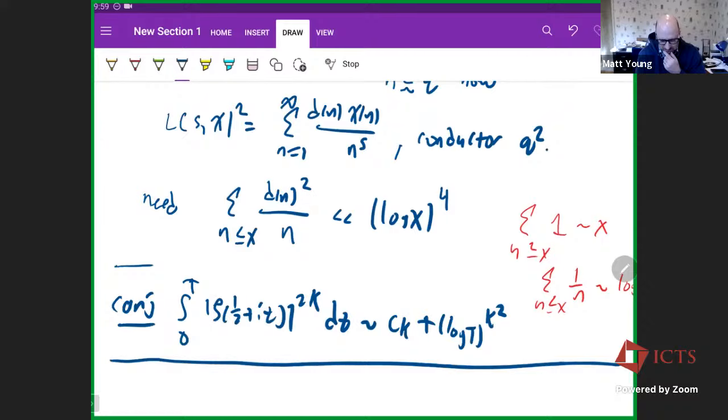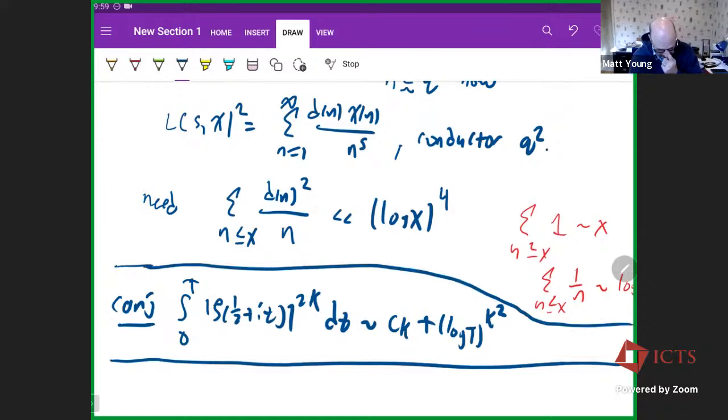I wasn't going to talk much about these conjectures, although I could easily give 4 lectures just about all these conjectures and everything. Let's see.